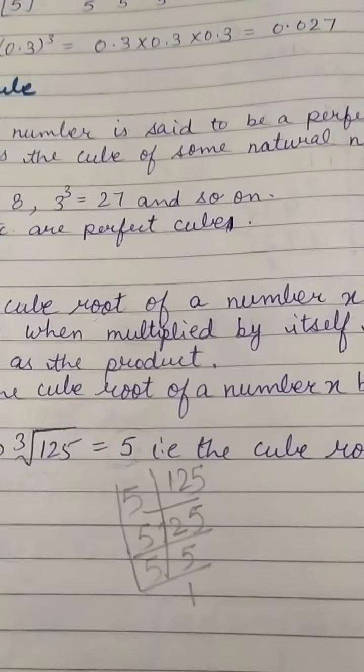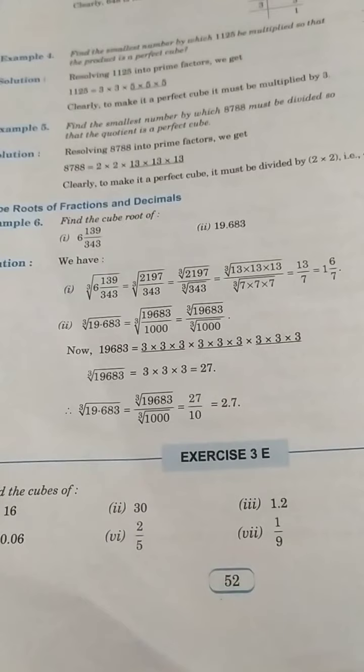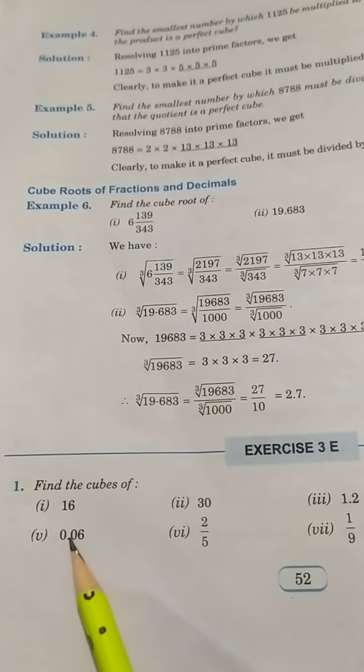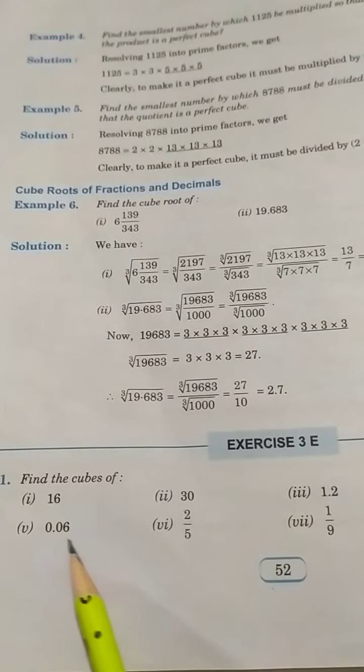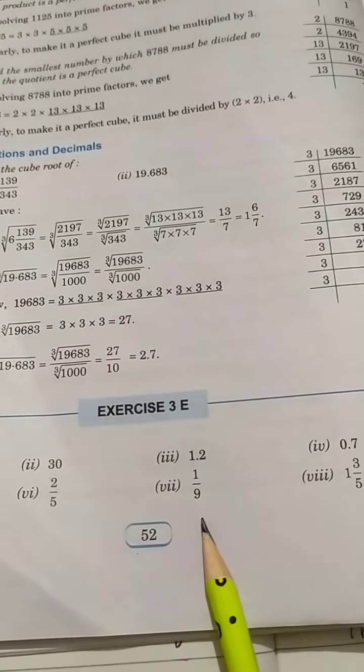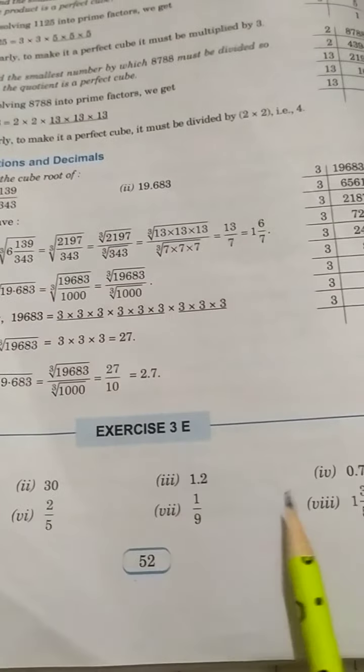Now let us come to your exercise. In exercise 3, children, you have to find the cubes of these numbers. In the first question, if you have to find out the cubes, you have to multiply the number 3 times. So can you do this? It is very easy.